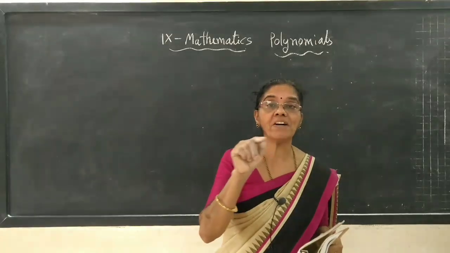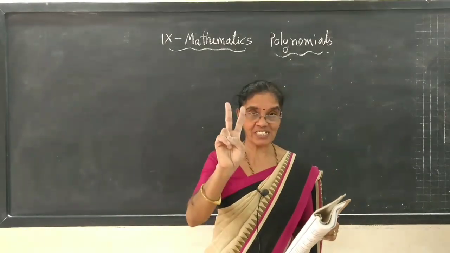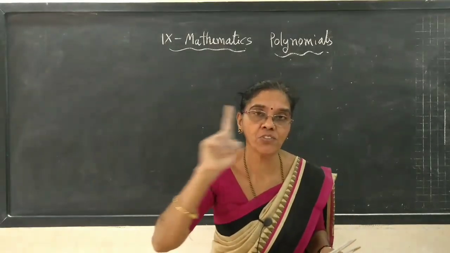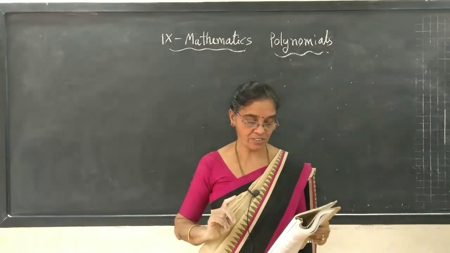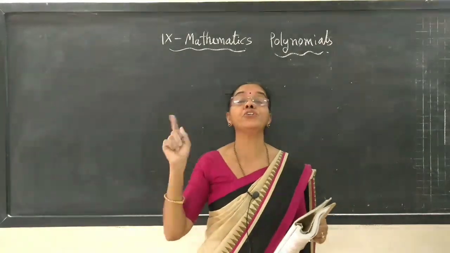And the next work is to say whether it is a polynomial or not. You have to see the power. What is the power of x here? 2 is there, 1 is there. All positive numbers. So, it is a polynomial in one variable. Right, it is.